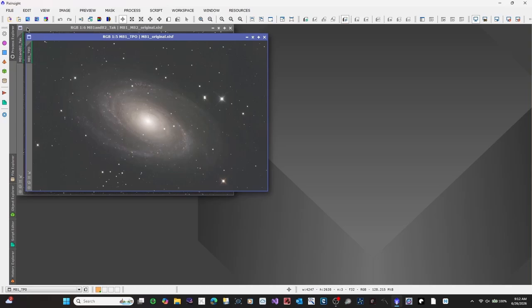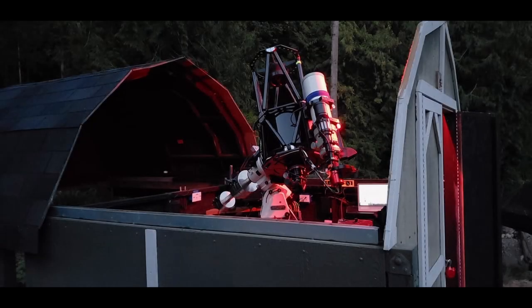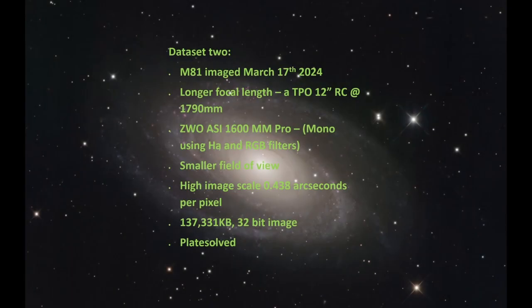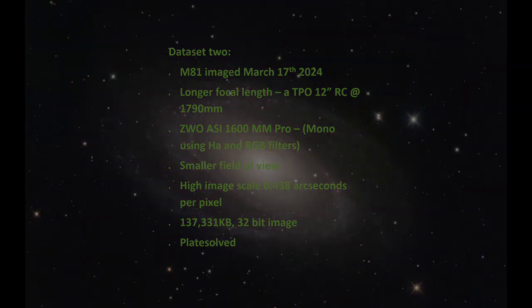Dataset 2 is of M81 and has a much narrower field of view. The telescope is a TPO 12-inch RC, Ritchey-Chrétien, with a 1790mm focal length, and again uses the ZWO 1600 mono camera, but with RGB and HA filters. The image scale is 0.438 arc seconds per pixel, which is much finer than the previous image.